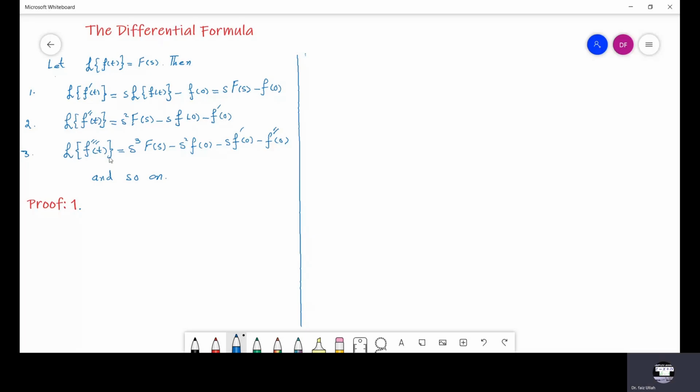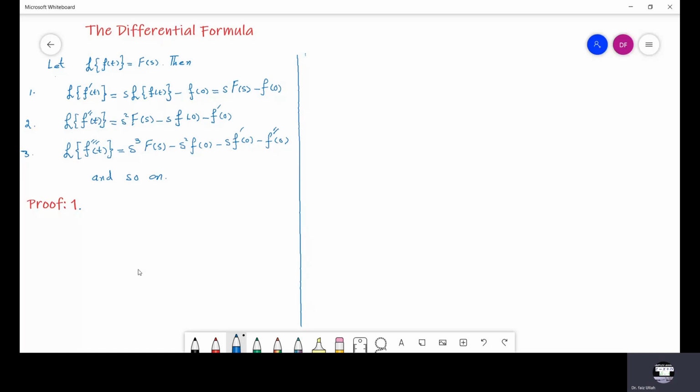Laplace transform of f triple dash of t, the third formula, is equal to s cube F of s minus s square f of 0 minus s f dash of 0 minus f double dash of 0. So again we can see that the first three terms are obtained just by multiplying these three terms with s and then subtracting f double dash of 0. So if we have to obtain the Laplace transform of the fourth order derivative of f, then that will be equal to multiplying these terms with s minus f triple dash of 0, and so on.